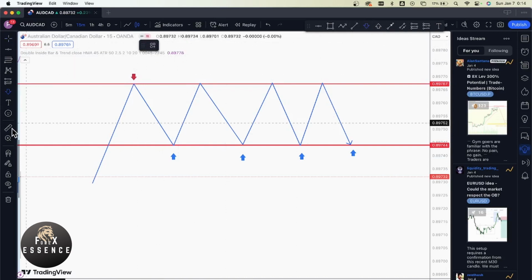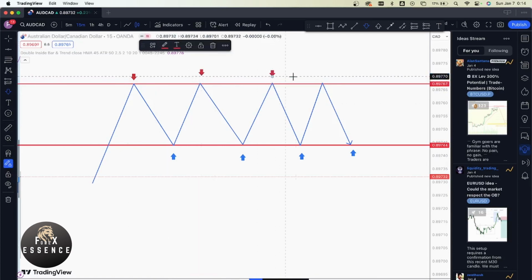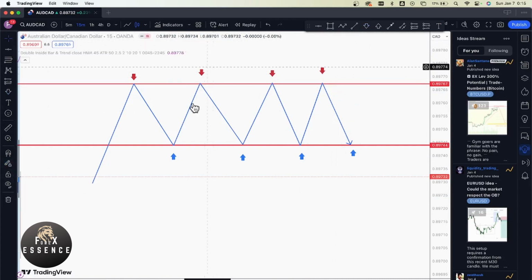Then resistance is basically the ceiling. This is where the market will bounce off, but this time it's bouncing towards the downward movement. So it bounces off the ceiling, comes back to the floor, and then it hits the floor hard enough to bounce again to the ceiling, and then it again gets resisted, pushed down to the ground, bounces off again, comes back down, and so on.